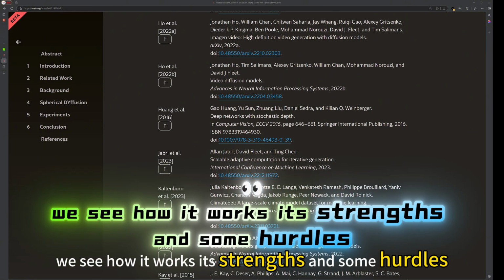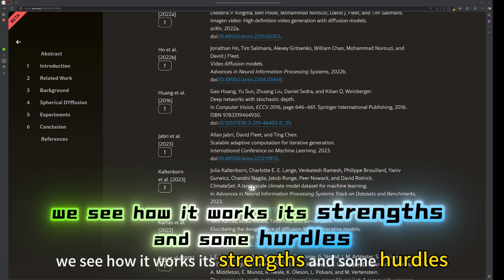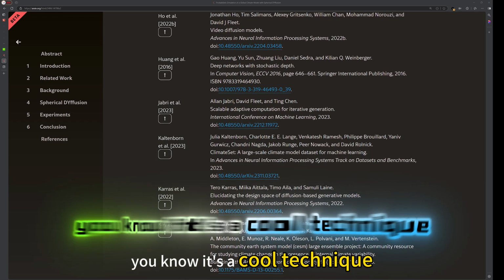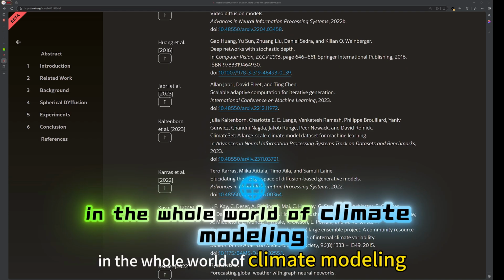Okay, final part of our spherical DYffusion deep dive. We see how it works, its strengths, and some hurdles. But let's zoom out now. Look at the bigger picture. It's a cool technique, but where does it fit in the whole world of climate modeling?